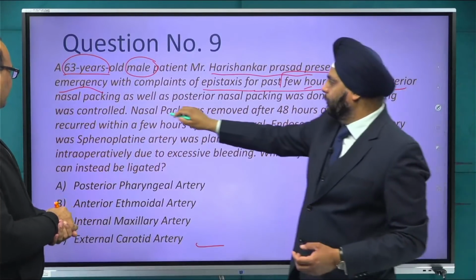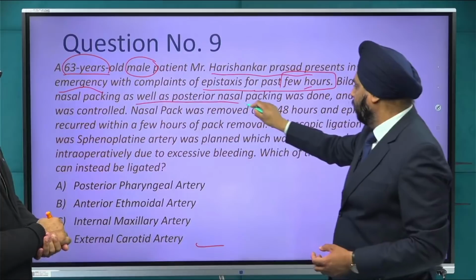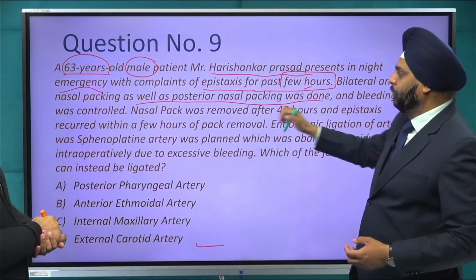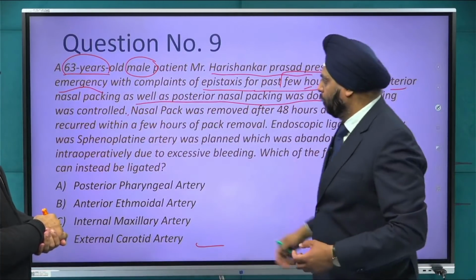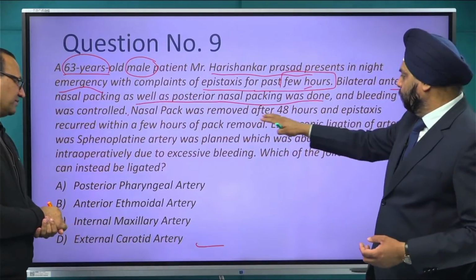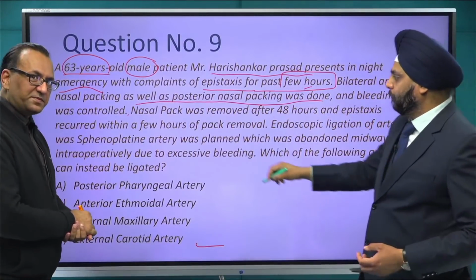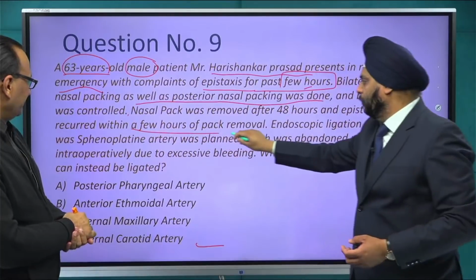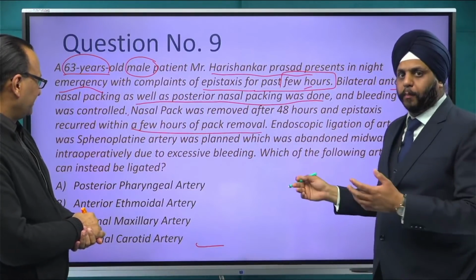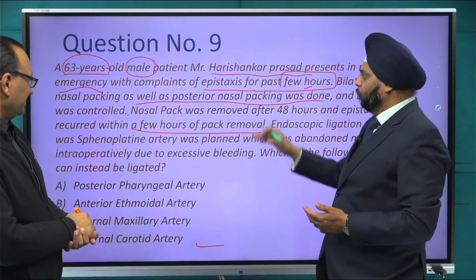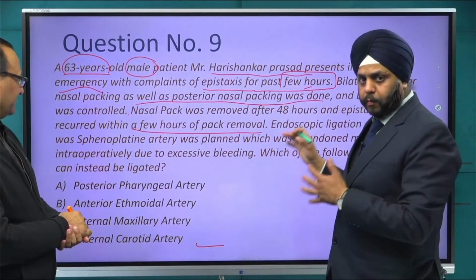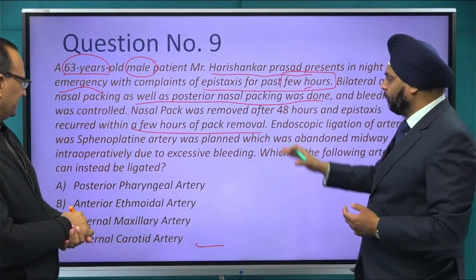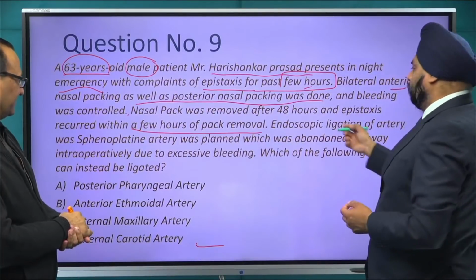Bilateral anterior nasal packing as well as posterior nasal packing was done and bleeding was controlled in the night time. Then the nasal pack was removed after 48 hours and epistaxis recurred within a few hours of pack removal. So we know the pack normally we keep for 48 hours. Both anterior and posterior pack were placed. They were removed after 48 hours and bleeding recurred. Now what do you do next?